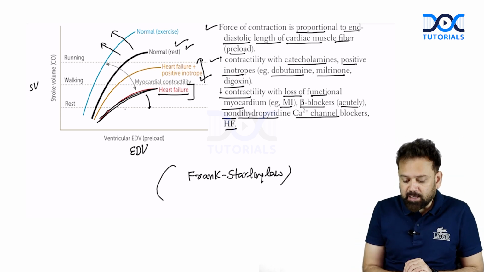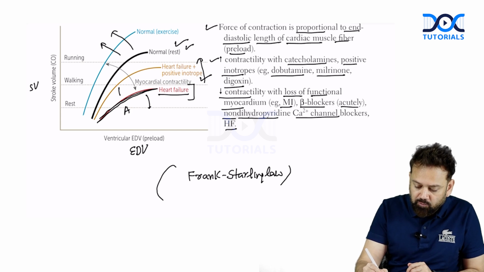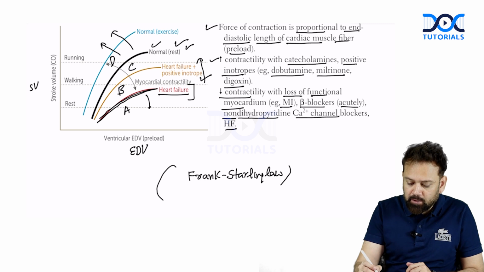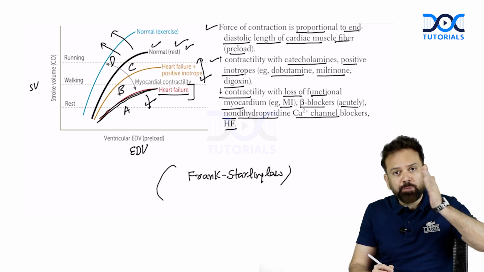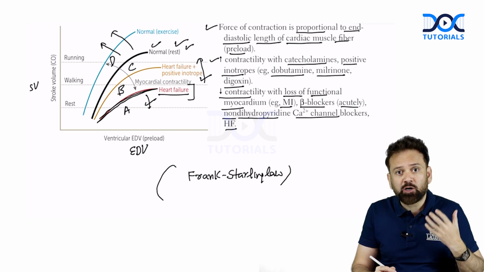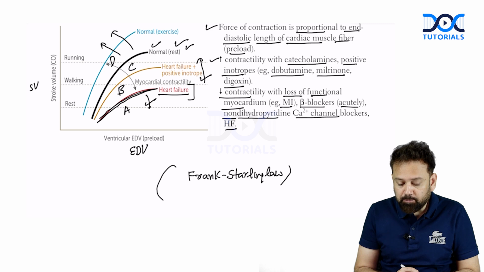So sometimes they will give this graph and they will ask you, what is A, what is B, what is C, what is D, like that. So you can say C can be normal, A can be heart failure, and from A to B, it is increasing the force of contraction by using some positive inotropes, by using digoxin, like that. So this is a very simple curve based on the concept.